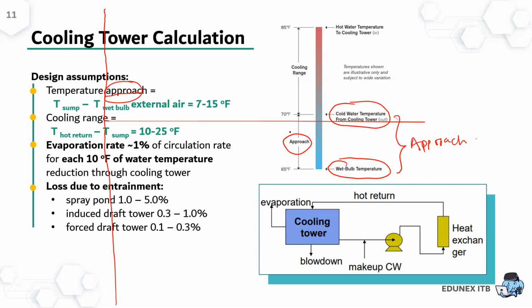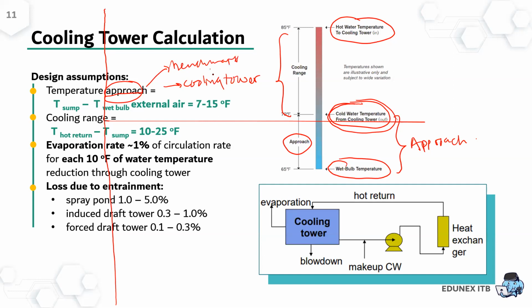While the cooling range is the temperature of the hot water to the cooling tower, or the inlet here, minus the temperature of the cold water from the cooling tower, or the outlet. So this is what we call the cooling range. Cooling tower manufacturers often use this approach as a benchmark for defining cooling tower performance.